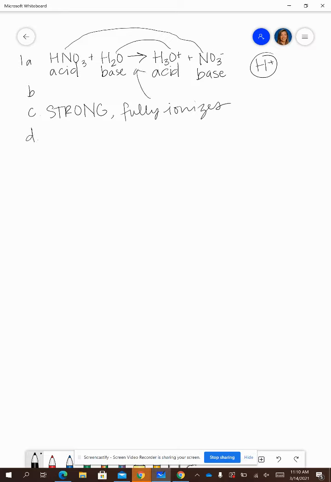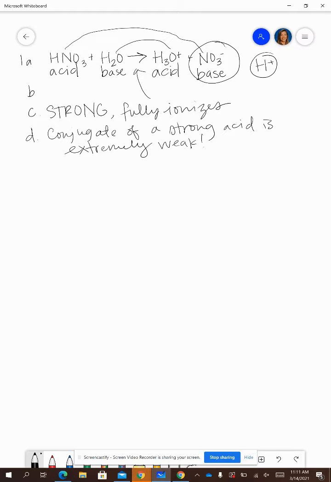Okay. Looking at 1D, is the conjugate base strong or weak? Okay. So to do this problem, you need to recognize that the nitrate ion is the conjugate base. Okay. And then what you also need to know is that the conjugate of a strong acid is extremely weak. Okay, it's negligible. It almost does nothing. Okay, so you need to know this relationship. Very important.